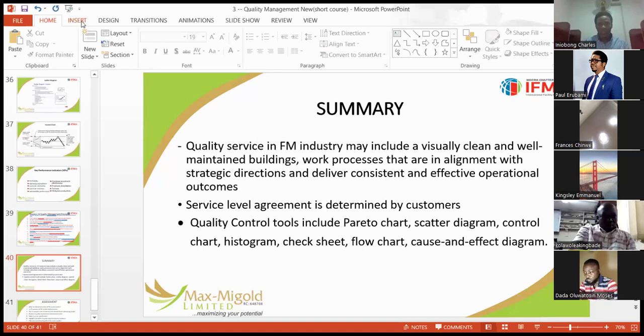Quality control tools include, we talked about the quality control tools. So these are the tools that you use to control your output, control your processes to deliver the right output.